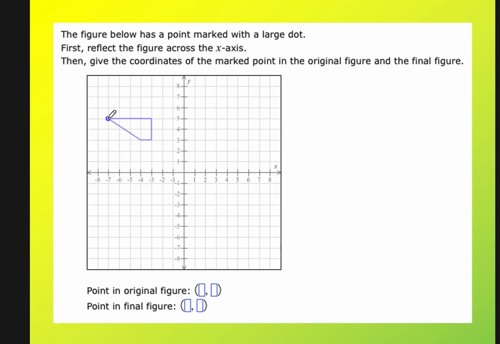Okay, now we're going to move the whole thing. First reflected over the x-axis. Well, first let's find the point. So the point is negative 7, 5. If we reflect it over the x, it's the y that should change. It should be at negative 7, negative 5 now. Let's see if that happens. So we're reflecting over the x here. So we're bringing it down 5 from the positive 5 to the negative. Yes, that's negative 7, negative 5.